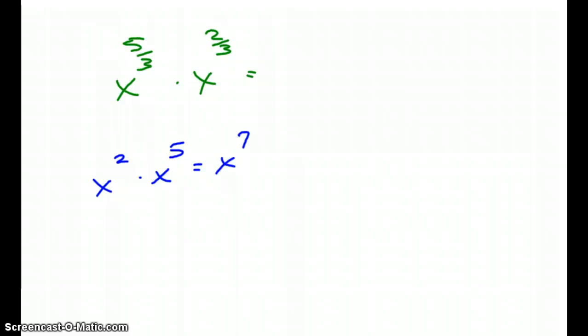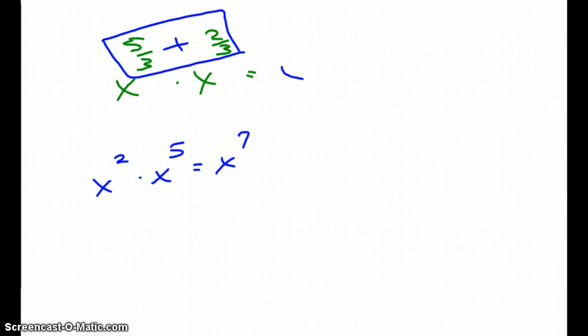So, what am I going to do with these? x to the what? 7. Okay? So when you multiply, you add the exponents. It doesn't matter if those exponents are fractions or not.